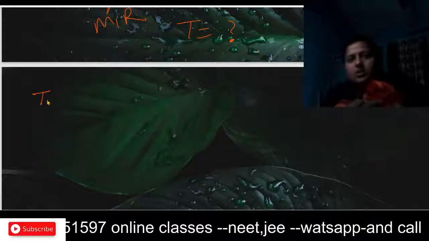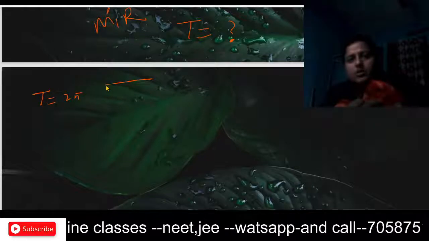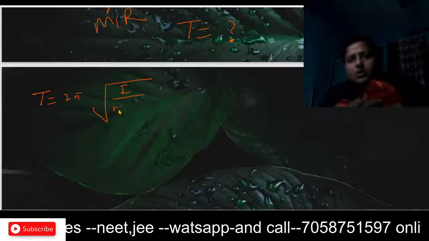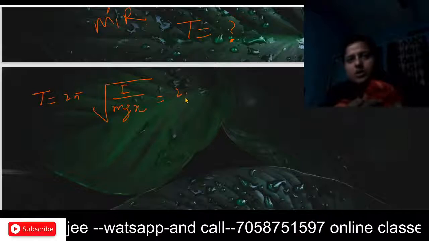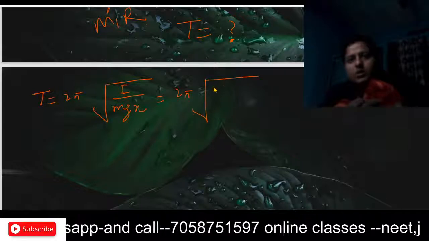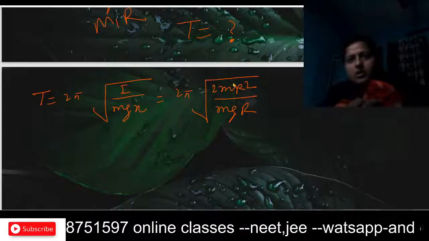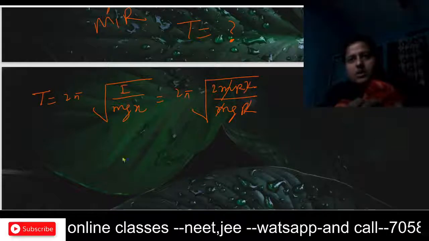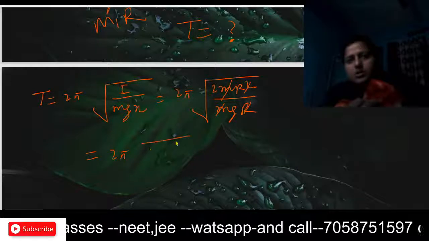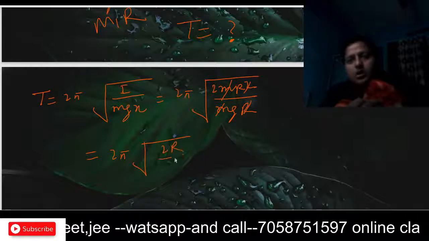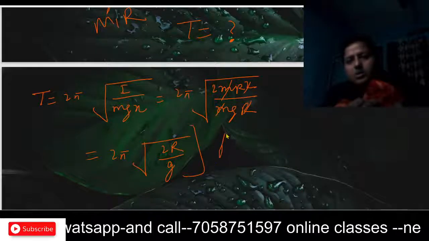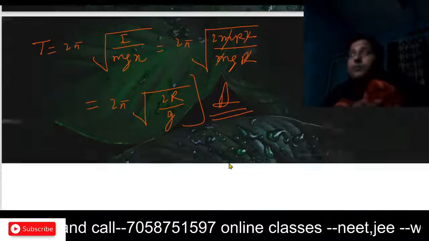So what is the required time period? 2 pi under root I over mgx. So that equals 2 pi under root 2mr square over mg into r. m gets cancelled, r gets cancelled. So time period is 2 pi under root 2r over g. So this is the required answer.